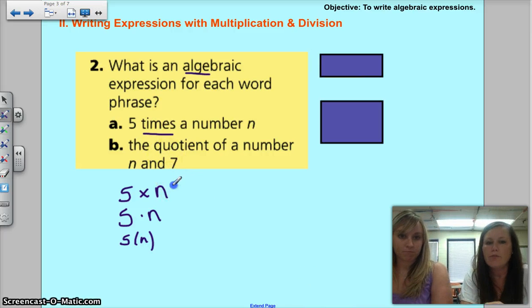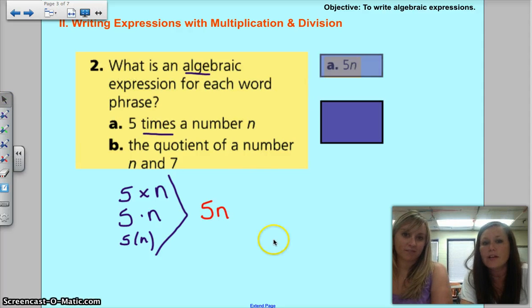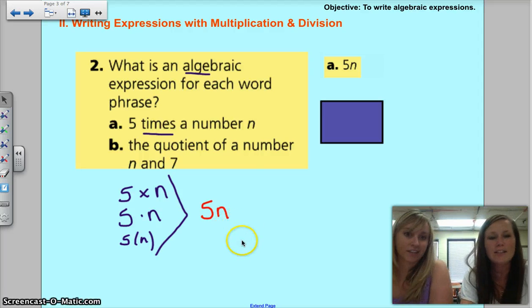Anytime we have 5 times n, it really all means the same thing, and it's 5n. You should remember that from 7th grade. All right, now let's keep going.